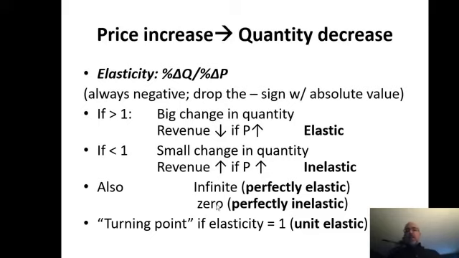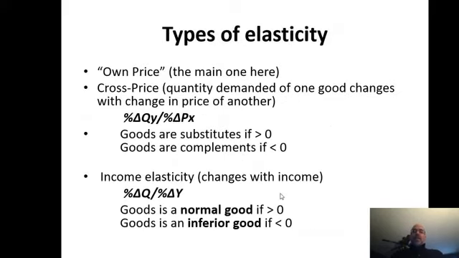Right. There's also, if it's exactly 1, you can call it unit or unitary elastic. And then perfectly elastic is if this is infinite, right? Not just greater than 1, but it's positively infinite. You can also have 0, which is perfectly inelastic, and I'll show you those curves. There's a couple different types of elasticity. I didn't mention elasticity of supply here, but that's a fourth one. Own price is what I call it. It's the main one here. It's basically the price of a good and the quantity demanded of the same good.